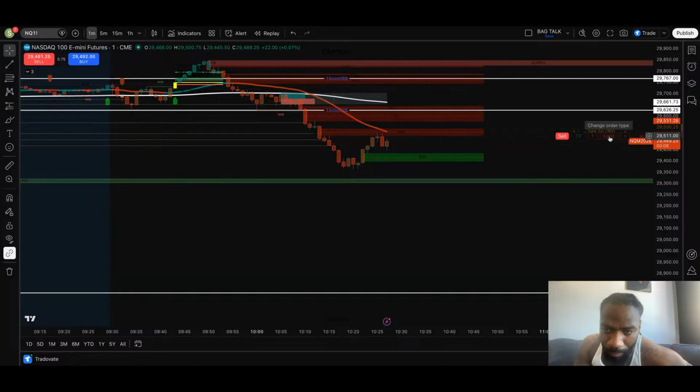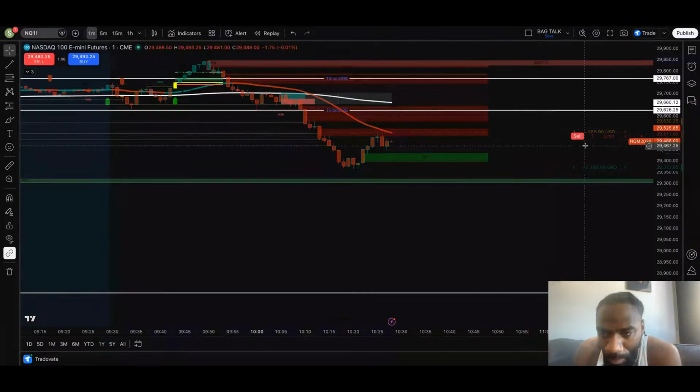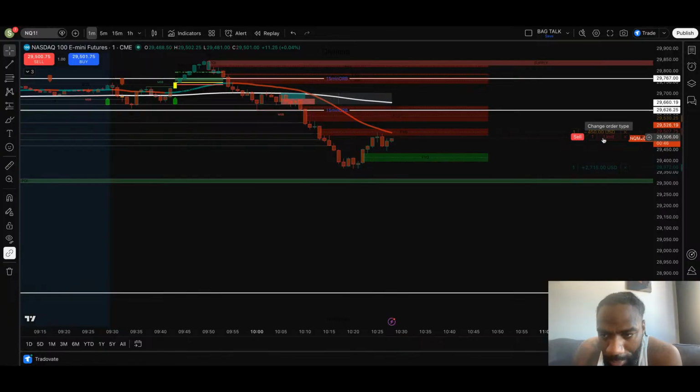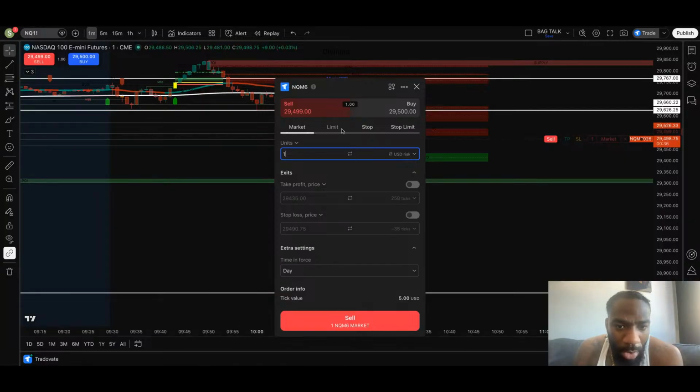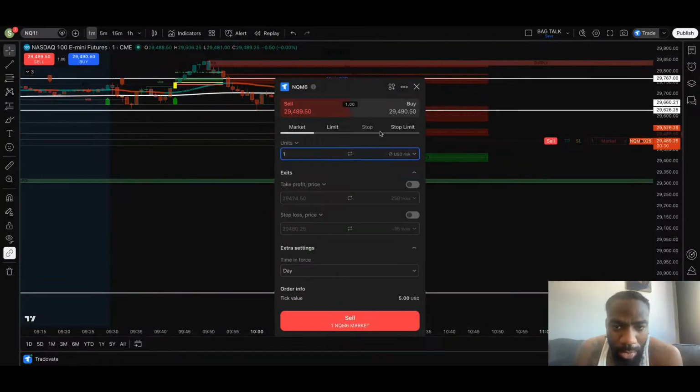Yeah, I would need price to come up there. I'll take it back down to these lows. Like somewhere in this area to take the lows. So I'll leave it on market so I can actually catch it.